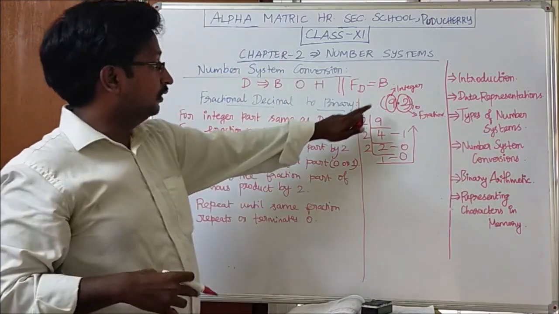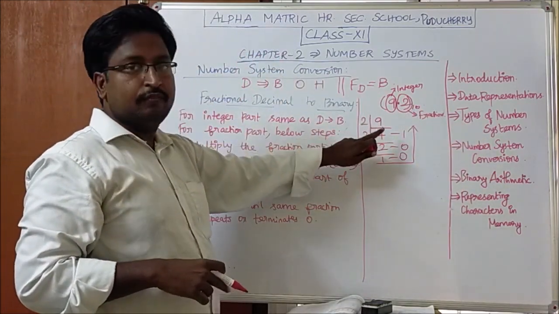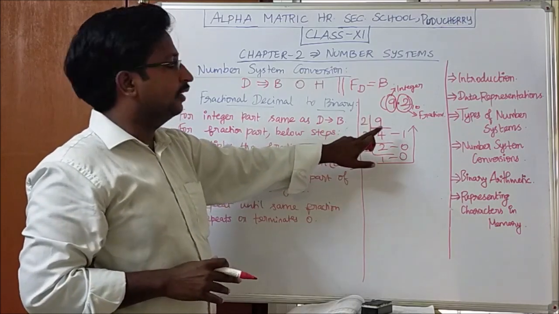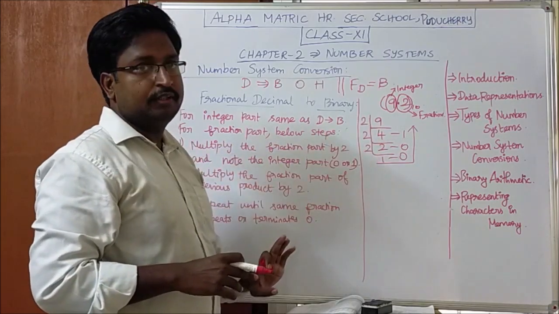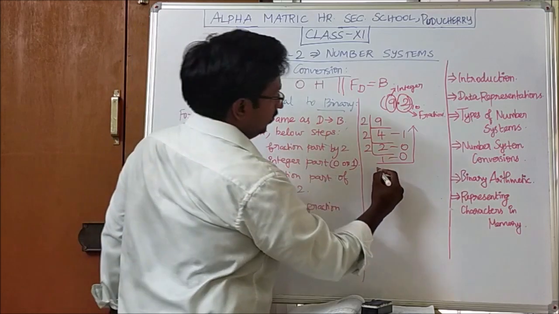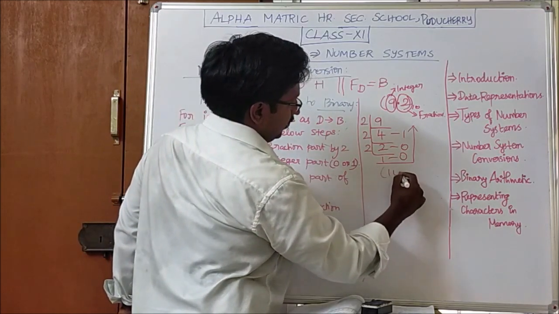Okay, so the integer part, as we have followed in the normal decimal to binary conversion, I have converted. So I will write the answer, that is 1 0 0 1 base 2.